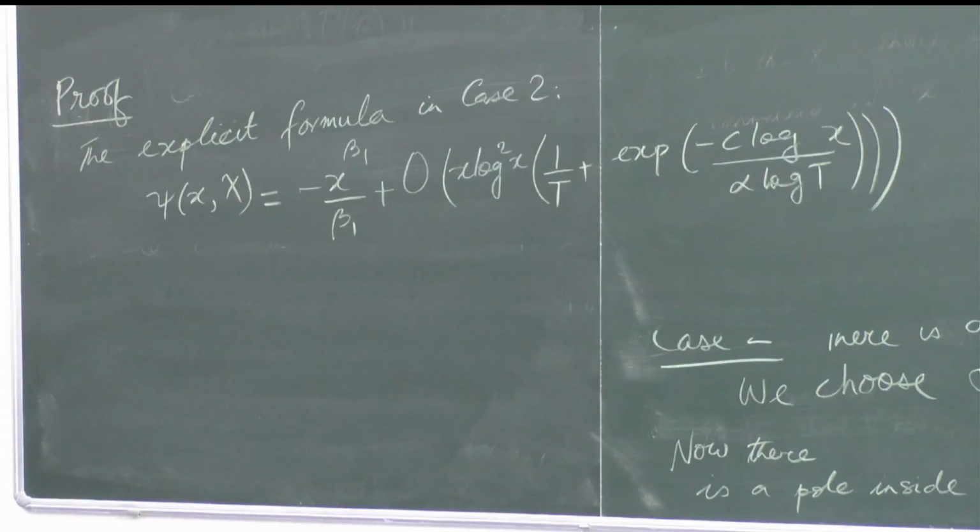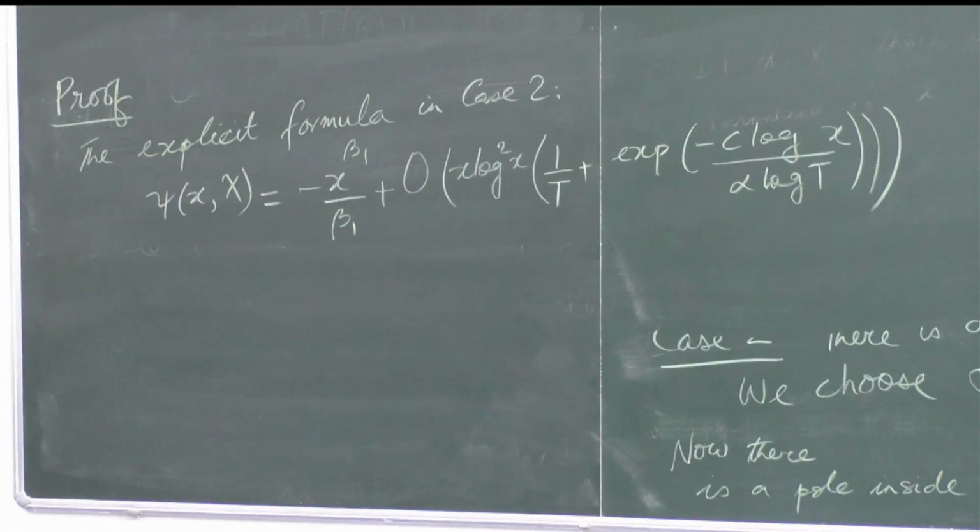What would you study in case 3? Case 1 has been done: there is no exceptional zero. Case 2 has been done: there is an exceptional zero which satisfies this condition. So what should case 3 do? It should be the complement of this. And what is the complement of this? You change the sign. Beta 1, there is still an exceptional zero. This is a subcase of exceptional zero.